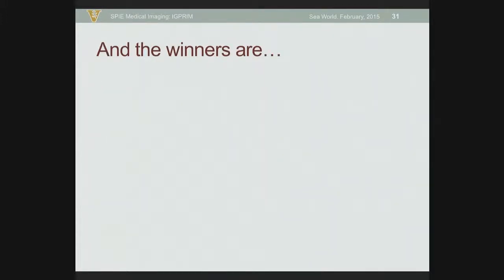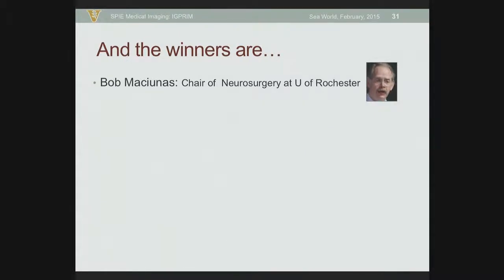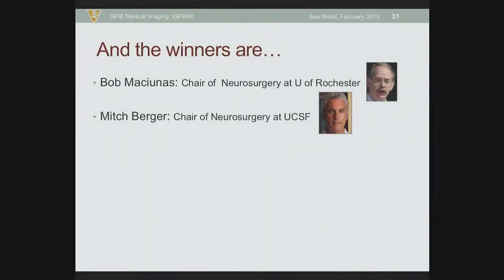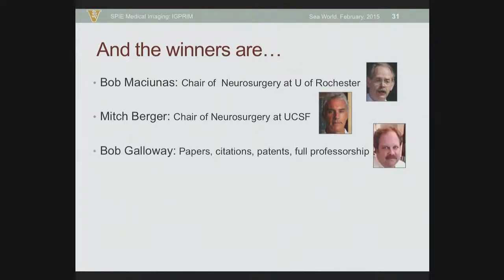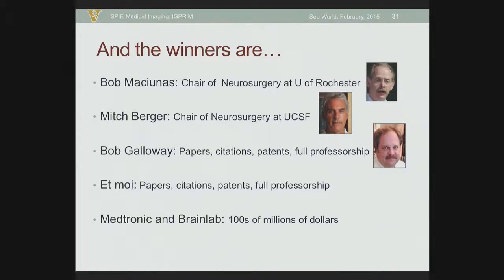Well, what about the winners? Bob Masunas parlayed this AccuStar thing into becoming chair in neurosurgery at University of Rochester. Another fellow, we all like this guy a lot, the chair in neurosurgery at Washington. He became chair at UCSF. Bob Galloway, buku papers, citations, patents, full professorship. Same thing for me. Medtronic and Brain Lab, don't forget them. They marched right in with hundreds of millions of dollars in profit with no worries about Johnson & Johnson, who had just self-destructed. And graduate students.